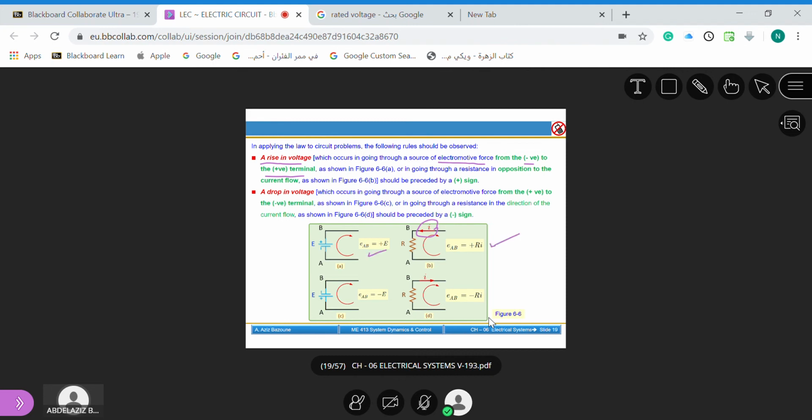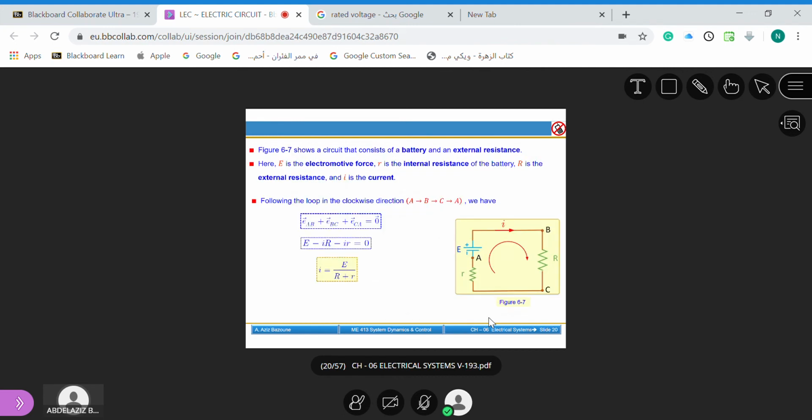A drop in voltage will be the opposite, which is from the positive to the negative. So here we have a negative voltage, and here also we have a negative voltage because the current is passing in the same direction. All this is electrical revision for you from the EE course.